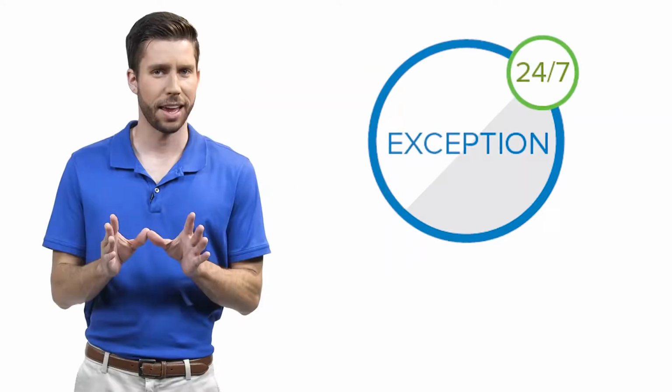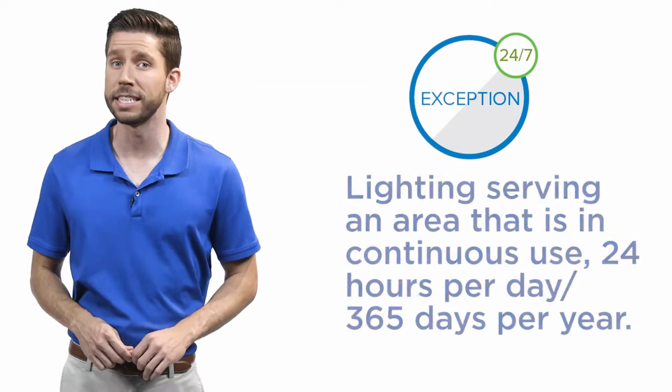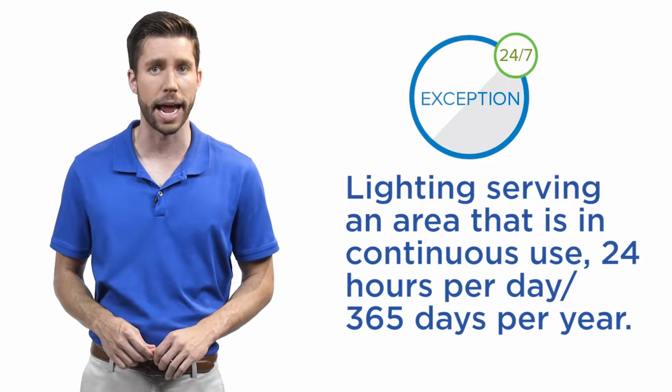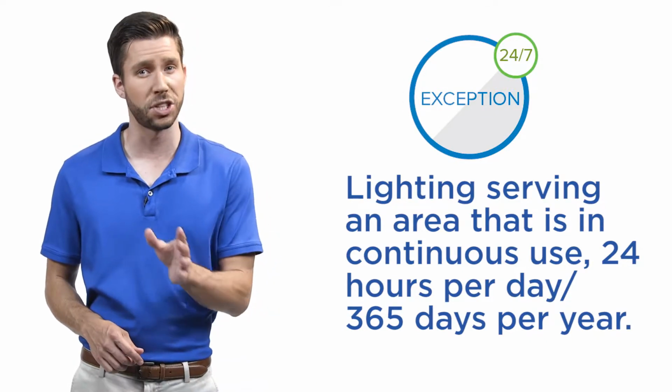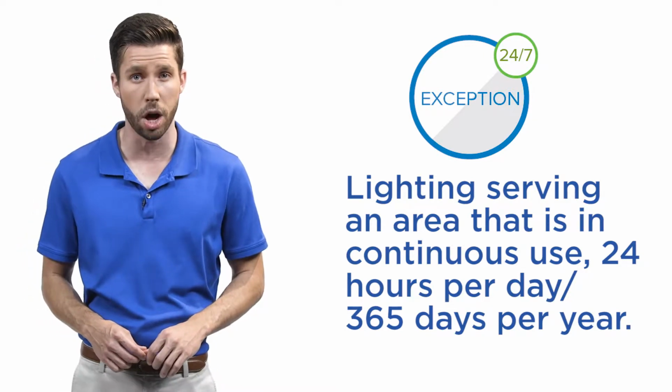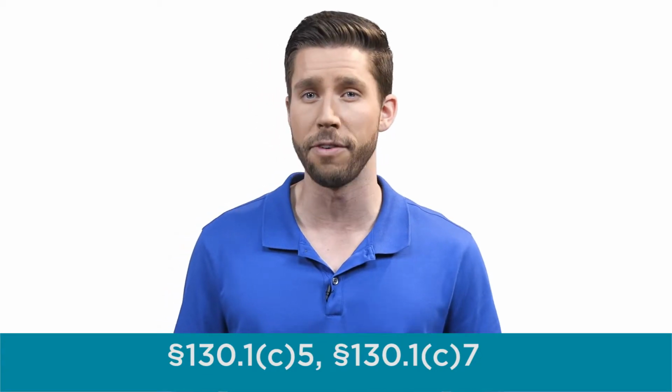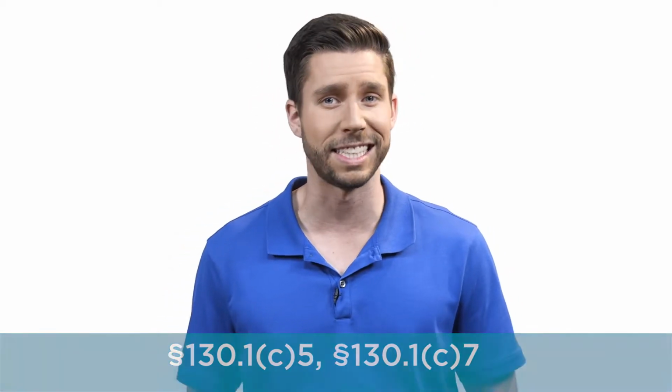As with the other lighting controls requirements we've discussed, there are a few general exceptions to the shutoff lighting controls requirements. If the lighting is serving an area that is in continuous use 24 hours a day, 365 days a year, the shutoff control requirements of Section 130.1c(1) are not applicable. Certain spaces are exempt from the shutoff requirements of Section 130.1c(1) if they comply with the requirements in Section 130.1c(5) or Section 130.1c(7).